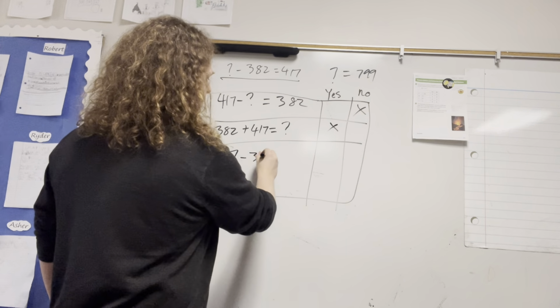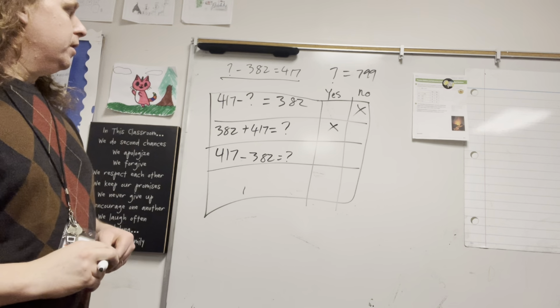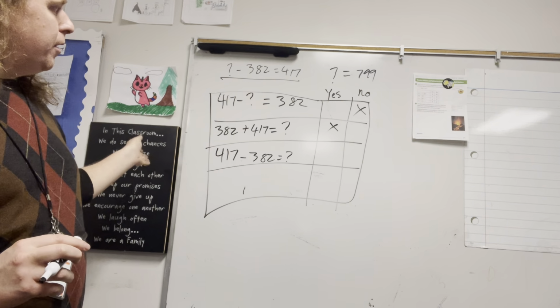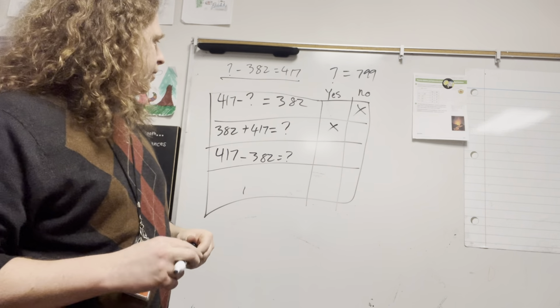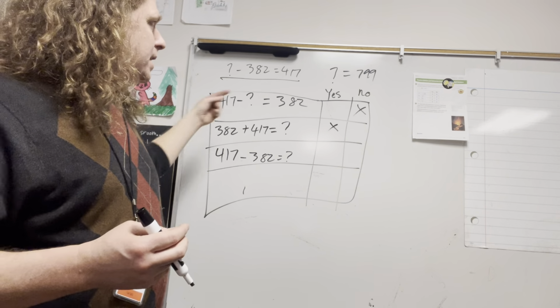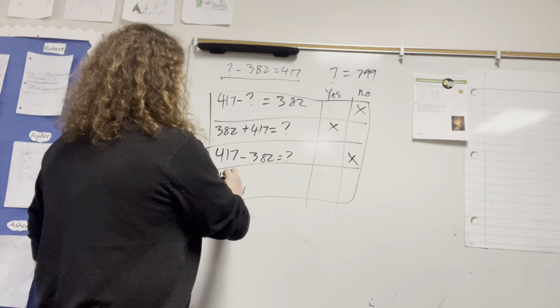417 minus 382 equals question mark. Again, doesn't really make any sense. We're looking for what you need to take away 382 from in order to get to 417. Subtracting 382 from 417 is not going to get us a meaningful answer. So that one doesn't make sense.